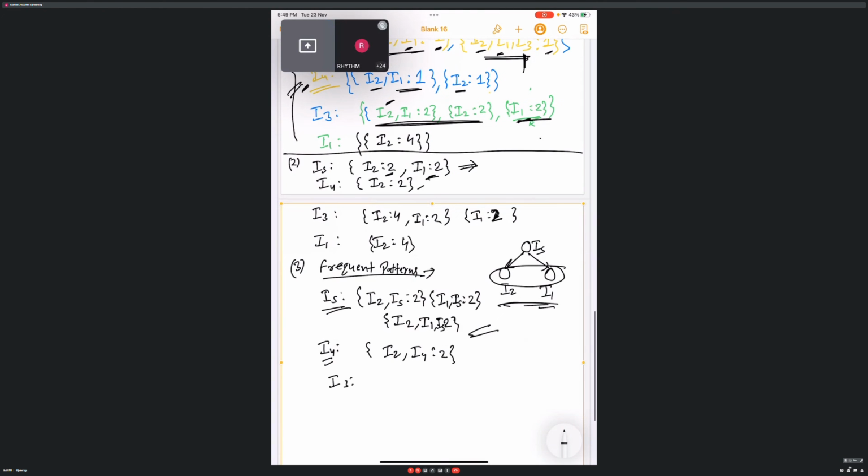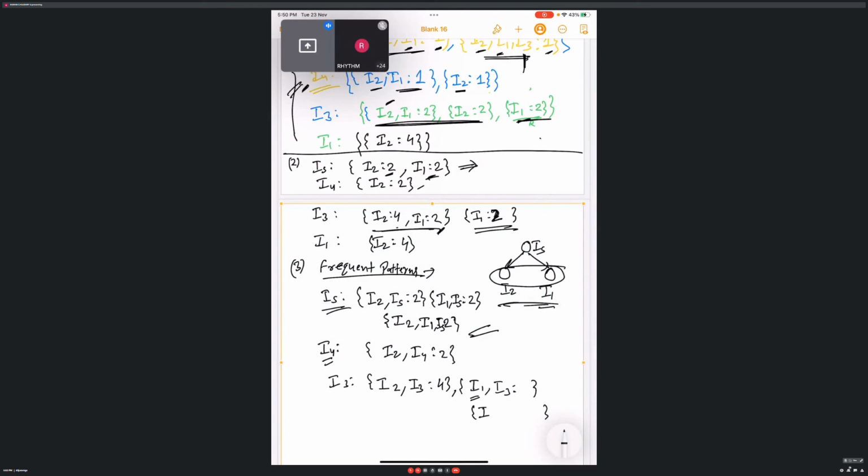Similarly for I3. See, this is from the left side, this is from the right side. Okay, but this time when we do the merging, I2, I3, support is 4. I1, I3. Now, when I consider only I1, in that case, I will explain it later.